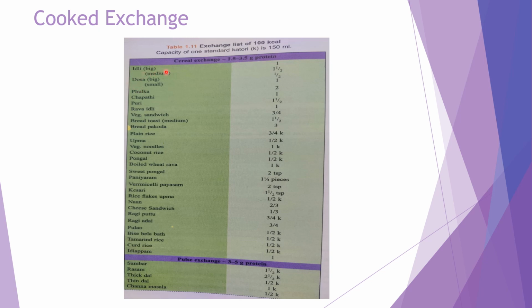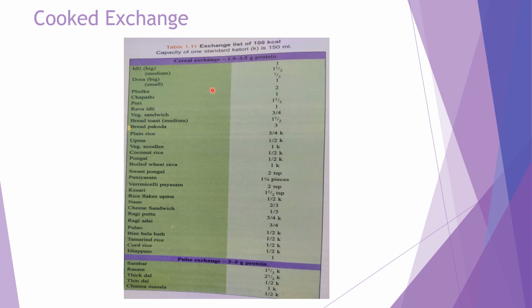So here in the cooked food exchange, direct recipes are there. Only calories and proteins they have mentioned, and fats and other things may be added. If we are using anything more, then additional fats or sugars may be calculated by using the ICMR table.